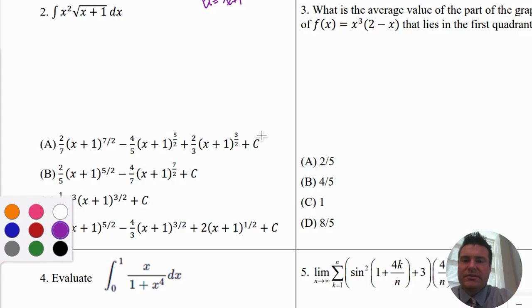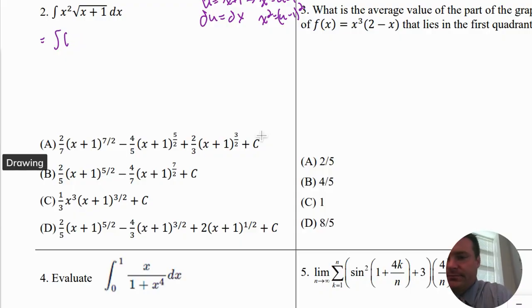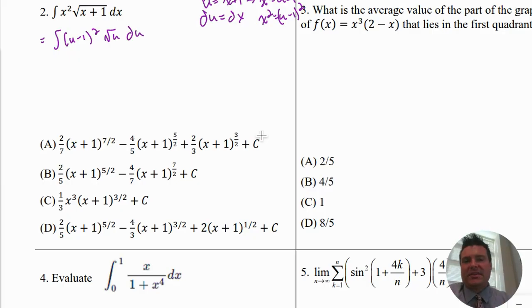But the problem is when you do this, du is going to equal dx, and you're still stuck with an x squared. So we're going to do something called algebraic sub, and manipulate our u so that we can substitute out that x squared. I do know that x is equal to u minus 1, so x squared is u minus 1 all squared. So now I can rewrite this as the integral of u minus 1 all squared, root u du. Then when I integrate this in terms of u, I'm going to substitute the x plus 1 back in and call it a day.